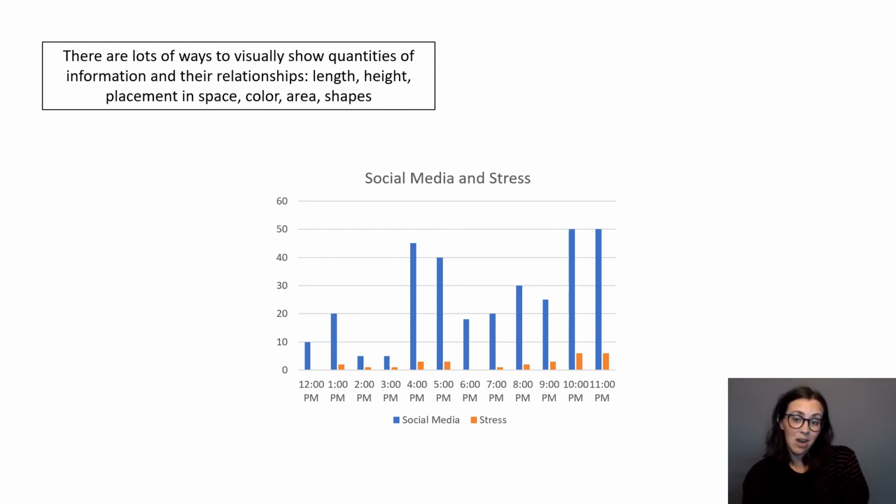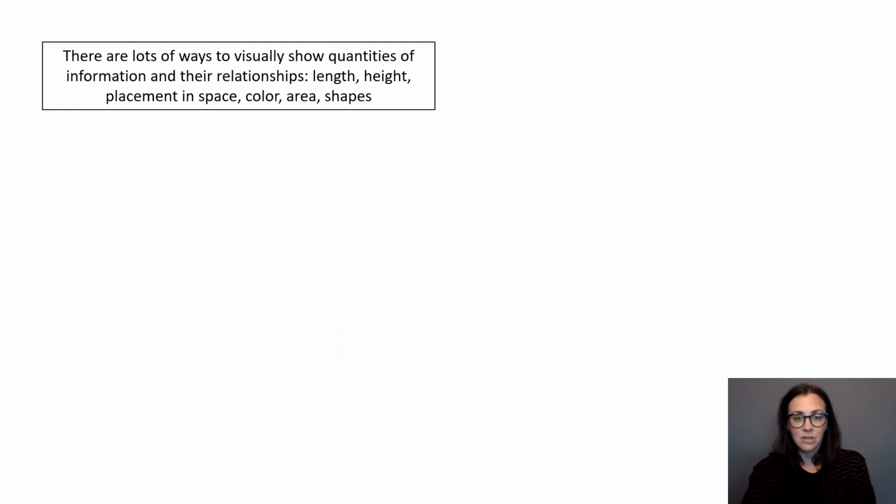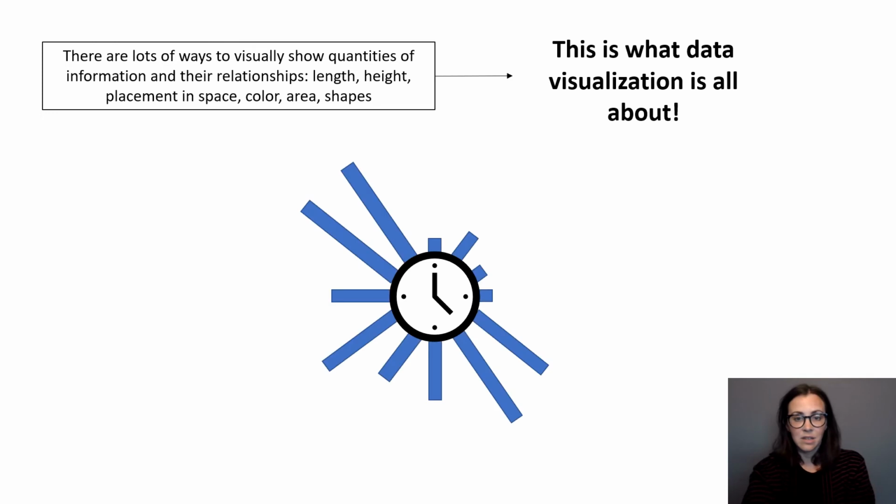So instead of a bar graph showing time, you could arrange those quantities around a clock, right? Now the height of the bars is still showing the same thing, but instead of being arranged horizontally, it's around the clock. So you can see that in the morning you spend less time on social media, and you spend the most time mid-morning and late at night.